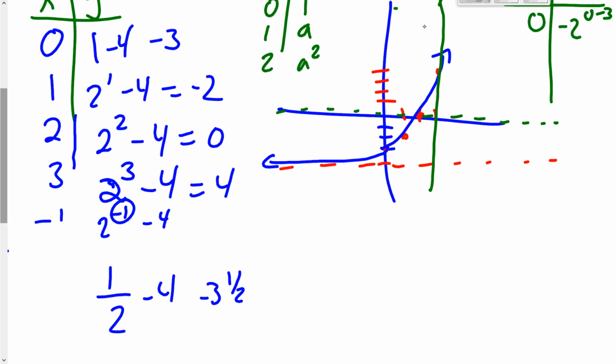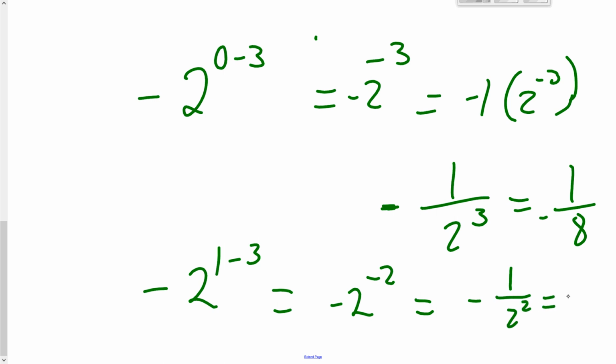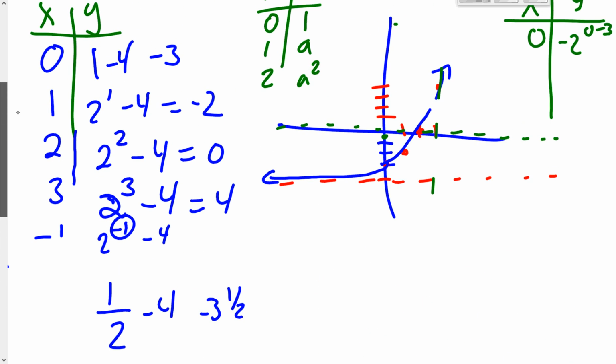Okay, so here is 0, negative 1/8, and we can see, as we put in numbers like 1, so let's go ahead and put in a 1 into this. So negative 2 raised to the 1 minus 3. That is negative 2 to the negative 2, which is negative 1 over 2 squared, which is negative 1/4. So negative 1/4, which is a little bit bigger, right?